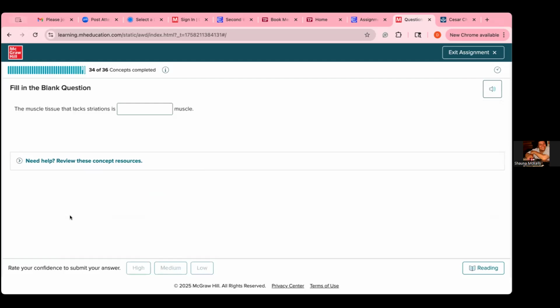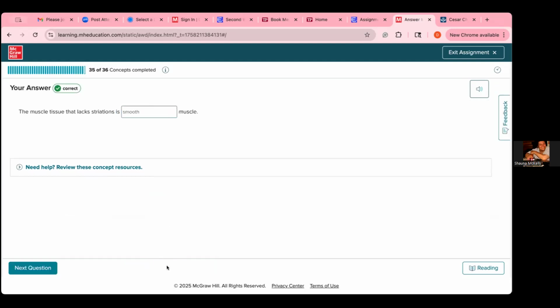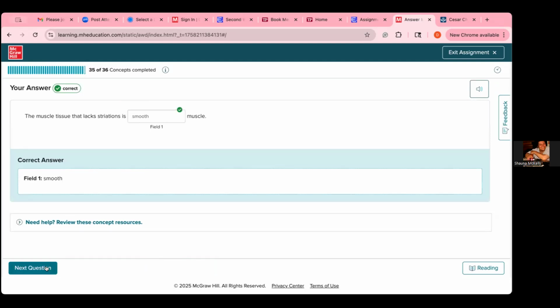The muscle tissue that lacks striations is smooth muscle. They asked you that already. That's why it's smooth, because it doesn't have streaks like the other two do.